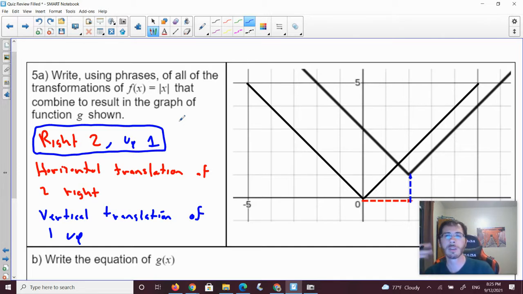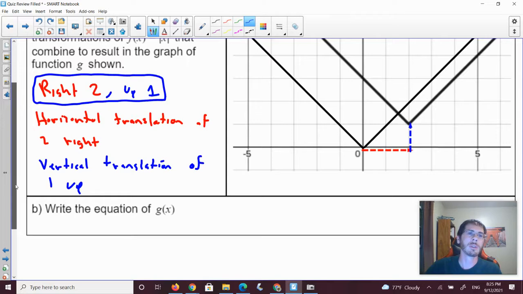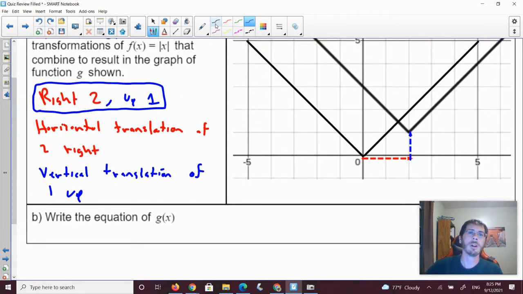Next it says write the equation of g of x. Well, we know what it does. We know it goes to the right 2. We know it goes up 1. So we've got 2 options. The first thing we could do is, since we know g of x is a transform of f of x, if we really like our function notation, we could say that it's f of x, and we're going 2 to the right, so we're going to go right 2, and we're going 1 up, so we can go up 1. So again, we can just use the function notation if we want.